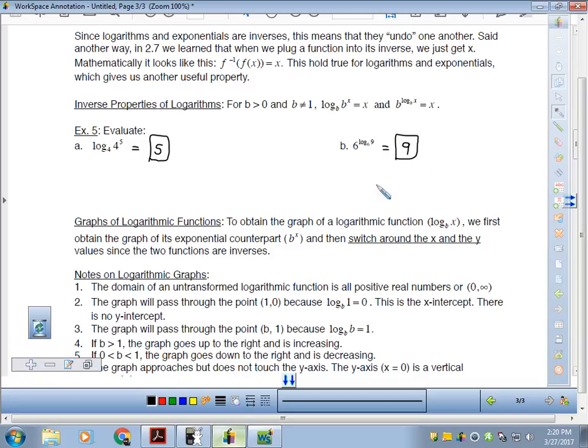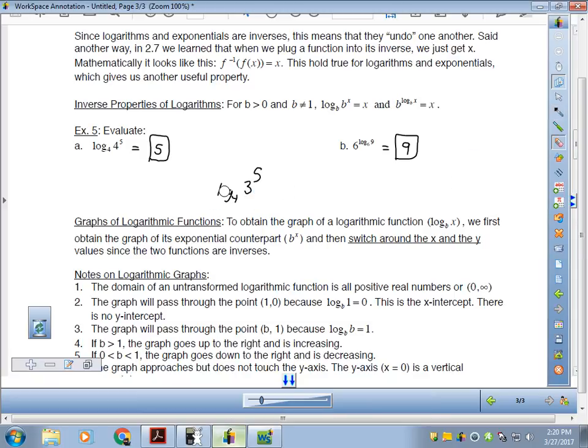Now, one thing to stress is they have to have the same base. Like, this had to be base 4 and this is base 4 for it to cancel out. This is 6 and this is base 6. Those will cancel out. If I had something like log base 4 of 3 to the 5th, they wouldn't cancel out because this is a base 4, but this is a base 3. And so they wouldn't cancel. So just bear that in mind. They have to have the same base number if they're going to cancel.